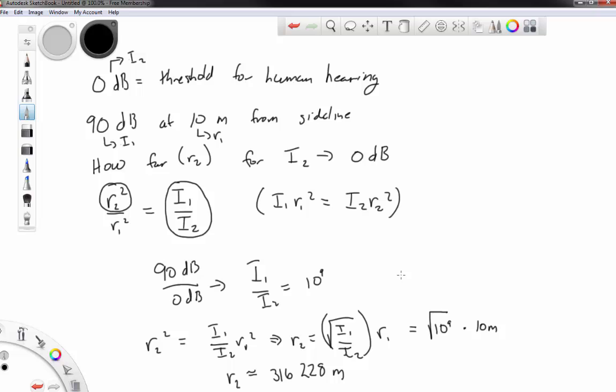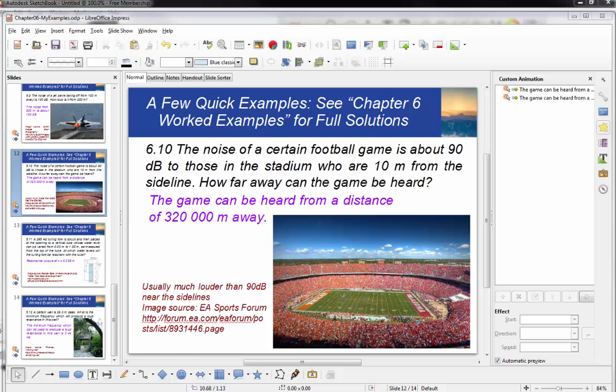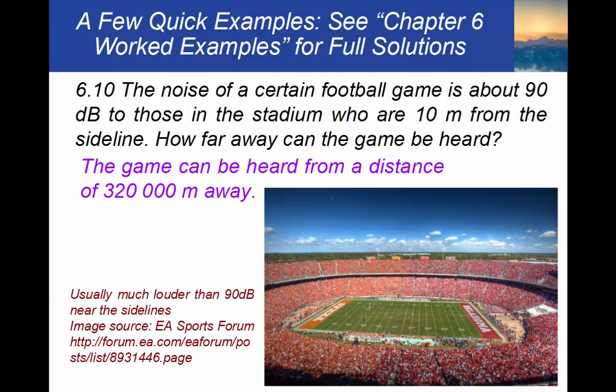Obviously, what this tells us is that there tends to be some loss in the energy that propagates out from a source as it propagates through the air. Because obviously you cannot hear a sports game when it is 320 kilometers away. That would be like, since we're in Troy, being able to hear Alabama or Auburn when they're playing against, say, LSU while sitting in Troy. Obviously, you can't quite do that.